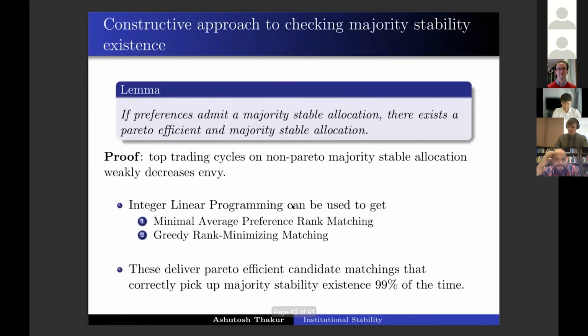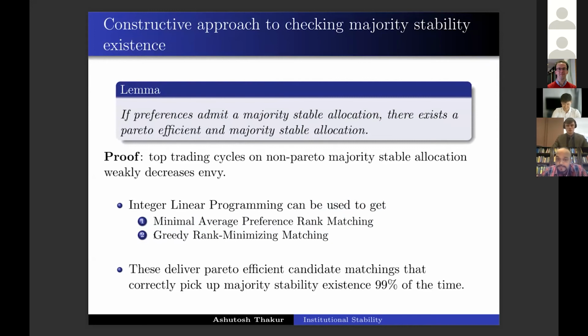You can think about some constructive approaches. It's useful to know that, of course, if preferences admit a majority stable allocation, there's going to exist an allocation that's both majority stable and Pareto efficient. Just run top trading cycles, right, and improve. Using this fact, you might expect two envy minimizing algorithms: minimizing the average preference rank, or greedily minimizing the preference rank. You can think of this as the best possible tie breaking for a Boston mechanism, basically.